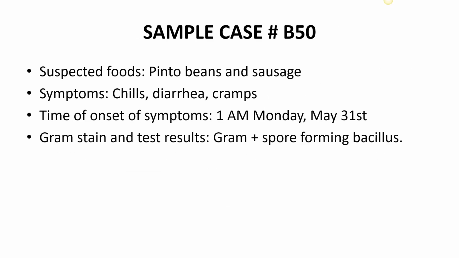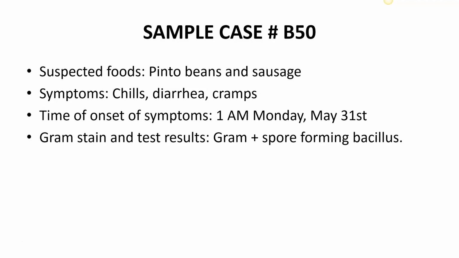We're going to start out with sample case number B50. B50 says the suspected foods are pinto beans and sausage. The symptoms are chills, diarrhea, and cramps. Diarrhea is going to indicate lower GI. Time of onset of symptoms is 1 a.m. Monday, May 31st. We started 1 p.m. Sunday, so we're at 1 a.m. Monday. That means we've got 12 hours. And what they came up with is a gram-positive spore-forming bacillus as our possibility.